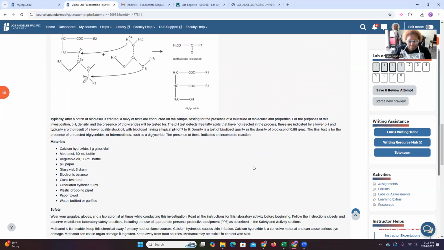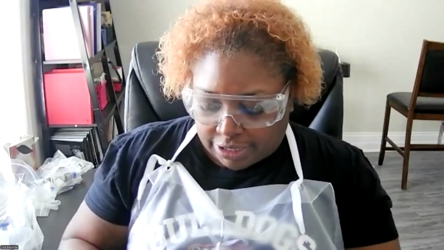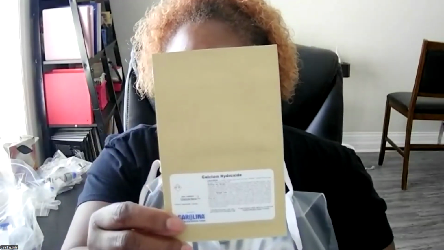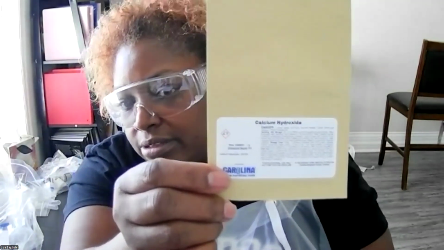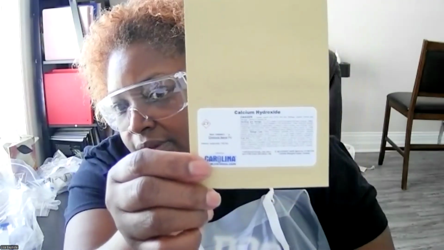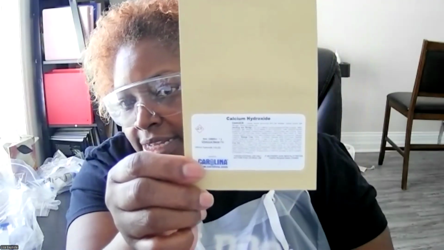What you want to do is first gather up all your ingredients. I want to stop sharing for a minute so that you can actually see this larger view. It says you want your calcium hydroxide, and all these things came in your kit. I can focus in here. I think you can see it. It's calcium hydroxide, and it comes in this little packet.